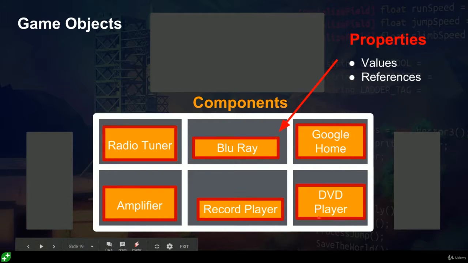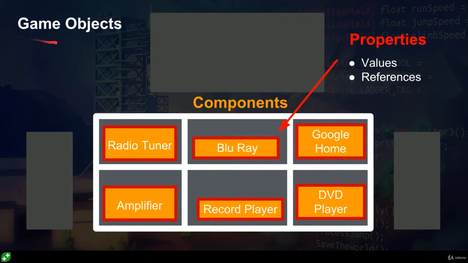And references are things that we're grabbing from somewhere else. So what is the disc that we put in our Blu-ray player? Maybe we're looking at the latest Avengers movie and we've put that into the Blu-ray player. That's a reference. So the reference is the Blu-ray player disc that we put into our Blu-ray player.